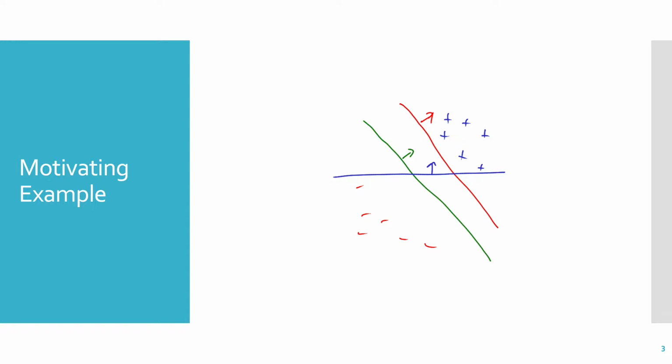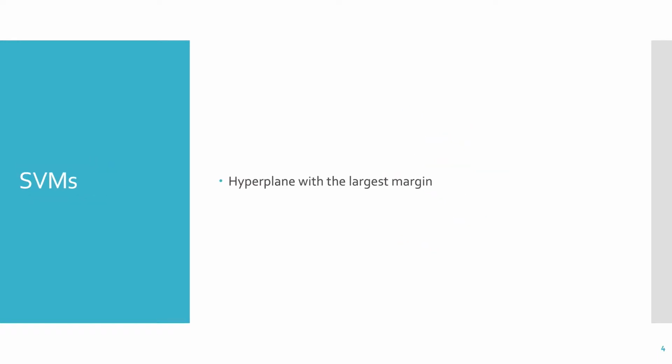This distance is referred to as the margin. We want a model that gives us a large margin. That is, the hyperplane is far from both classes. And if we maximize the margin, we'll get the best hyperplane. Support vector machines, or SVMs, give us the hyperplane with the largest margin.